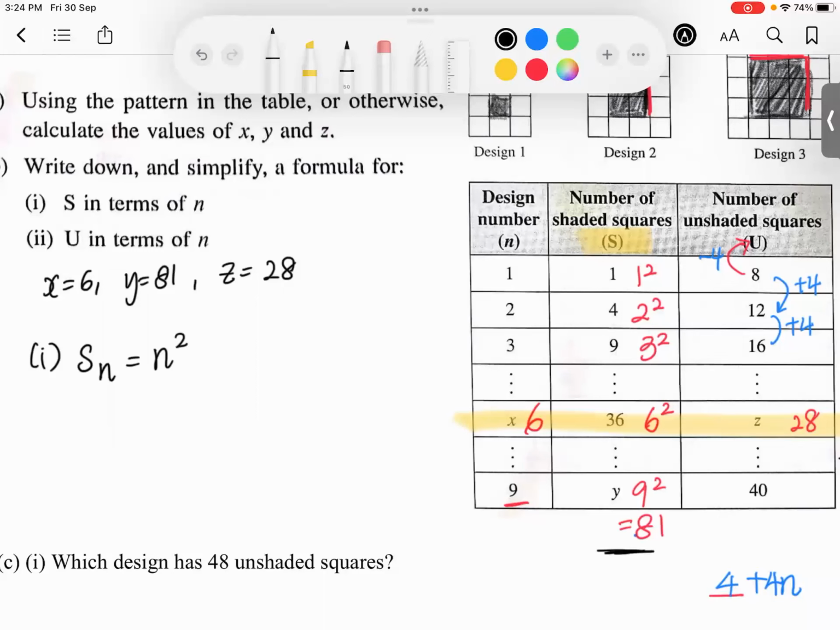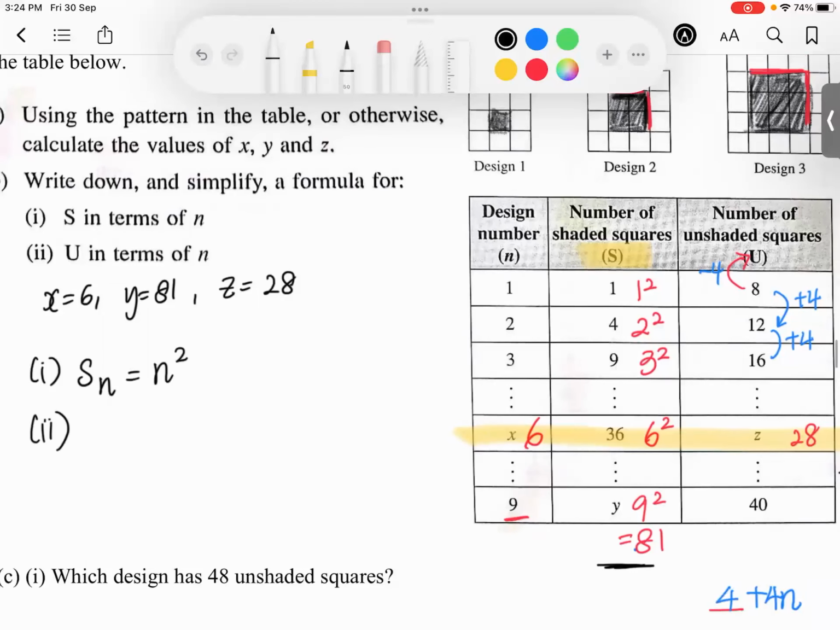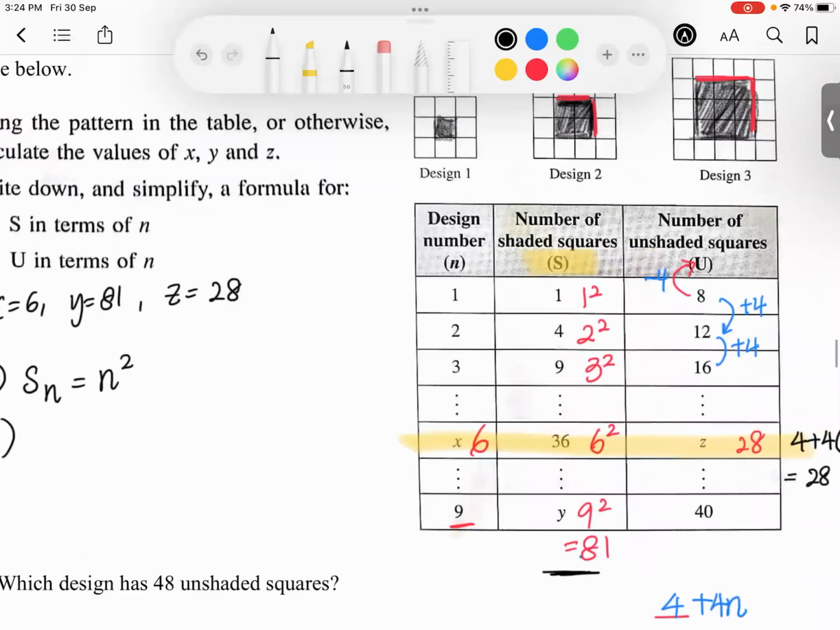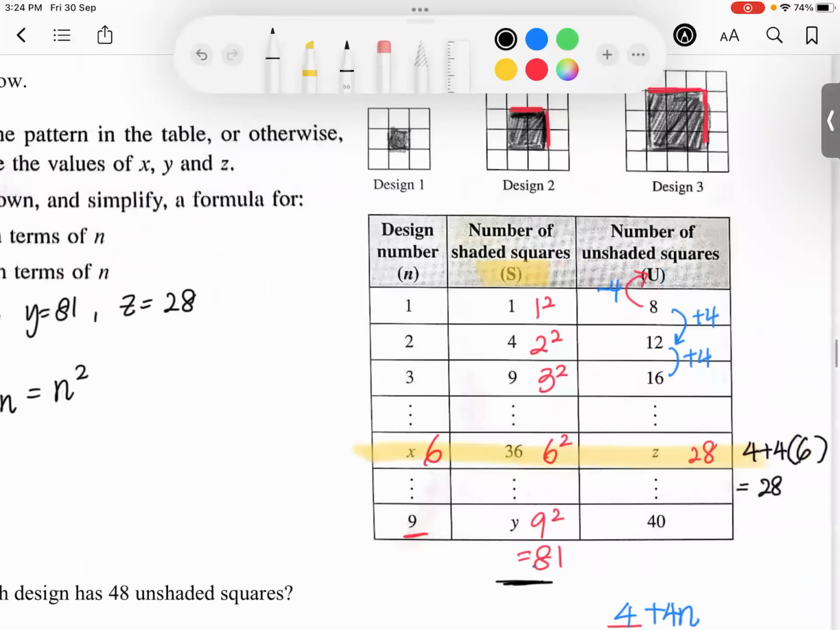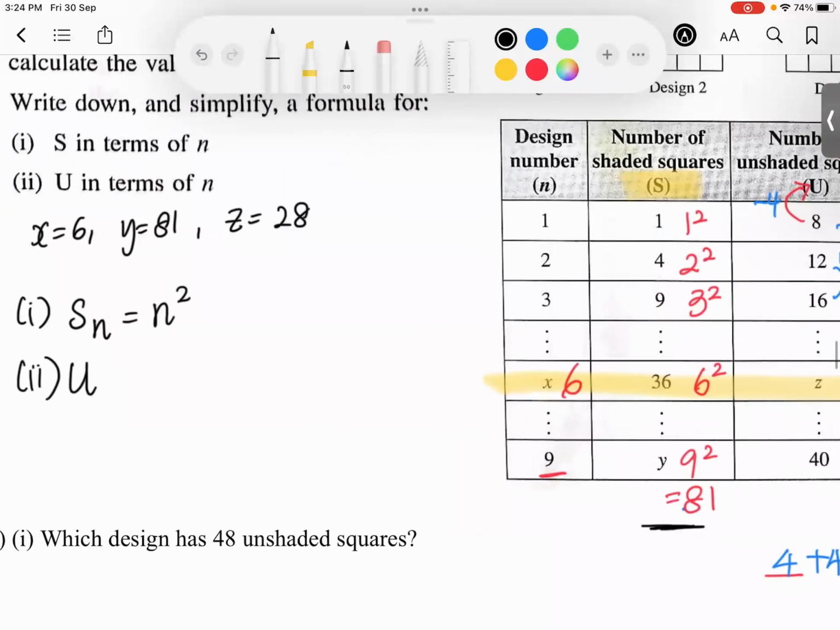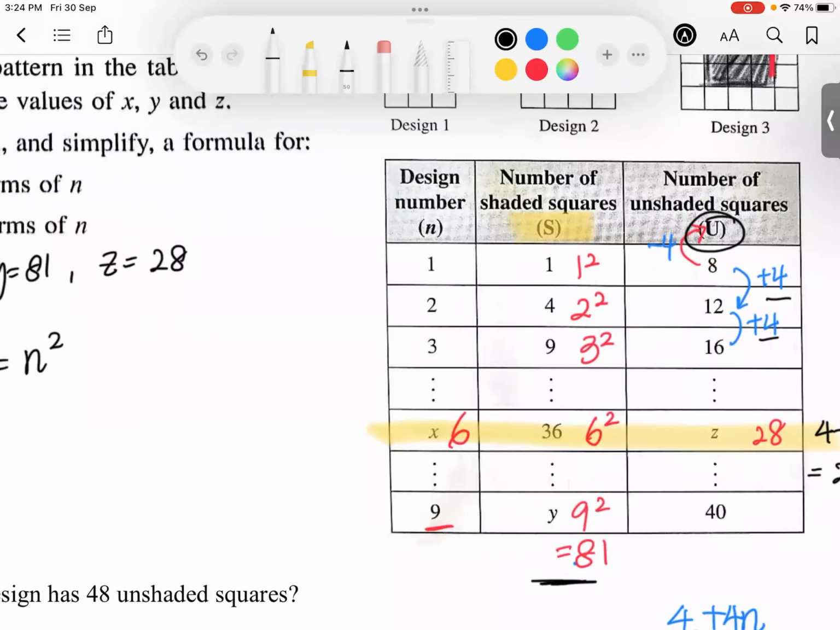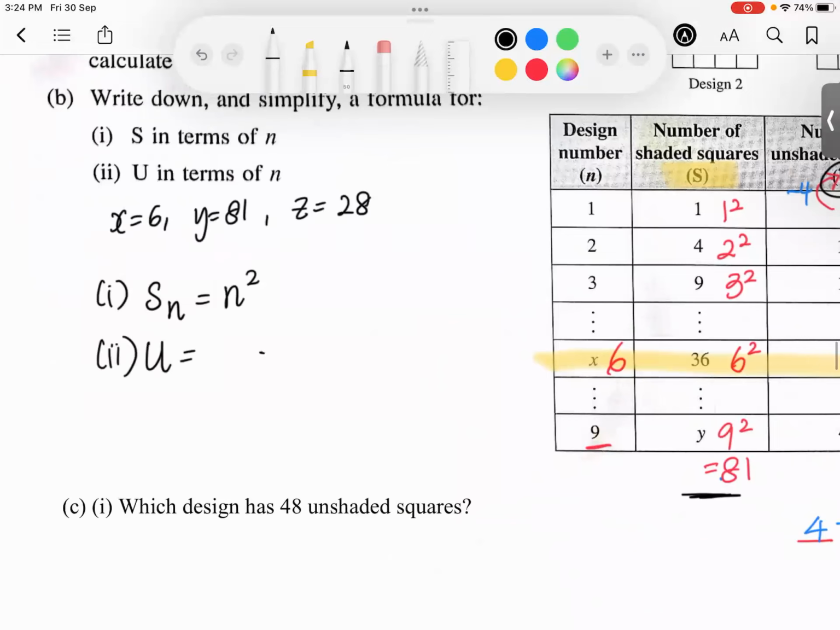Okay, next one, find the pattern for U. We already found the pattern. We know it's always plus 4, plus 4, plus 4. So for Un, pattern U is this one up here. So Un will be always plus 4n. And we found the term in front, the term 0, which is the number 4.